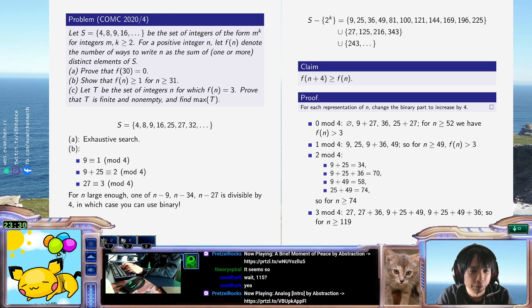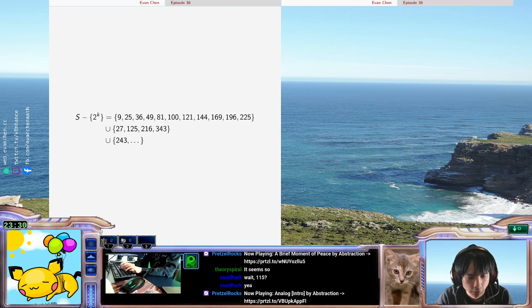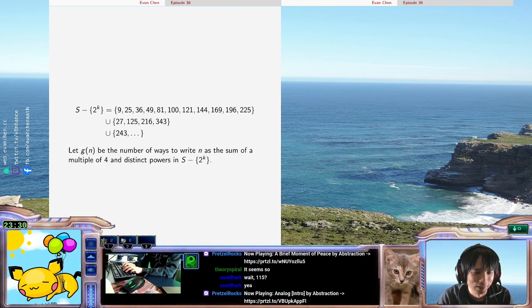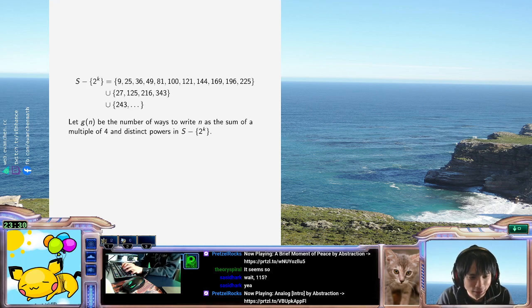So in order to bash 115 rigorously, as we would want to do on a contest when writing this up, we would define a new function: let g of n be the number of ways to write n as the sum of a multiple of 4 and distinct powers in s minus powers of 2. So actually g of n is f of n, right? Well, okay, actually, screw the notation. Go after 115. So, g of 115.